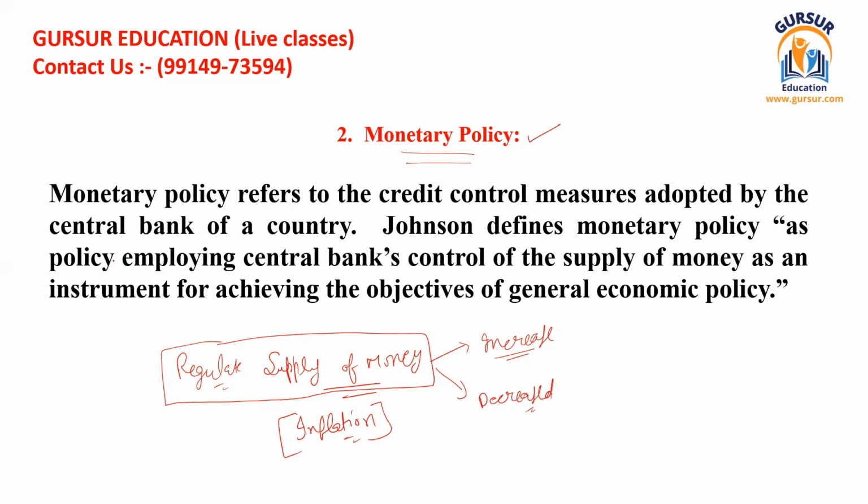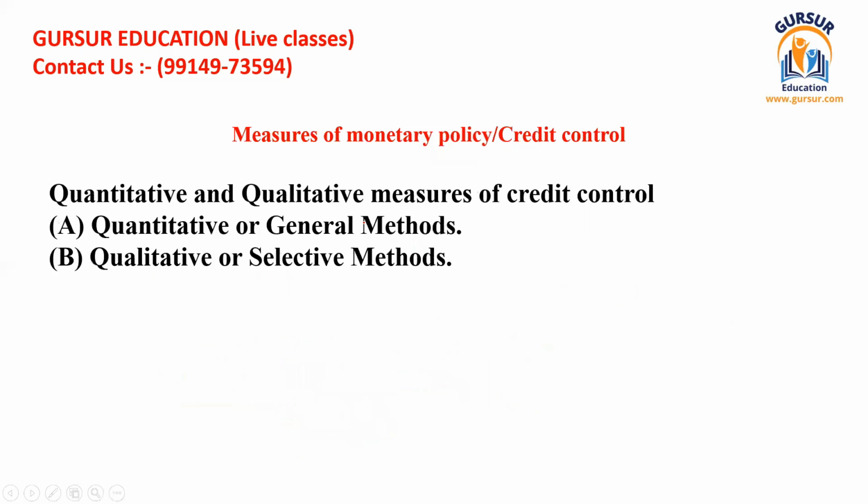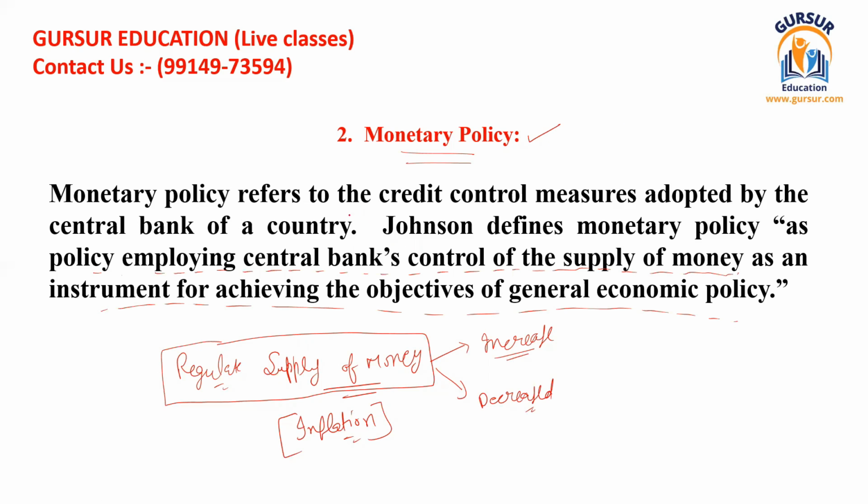So what is this? This is the policy employing the central bank's control of the supply of money as an instrument for achieving the objectives of general economic policies. Hope you have got the idea. In order to get the best kind of economic policy and economic structure in the country, the government can, with the help of a central bank, manage the supply of money in the market.